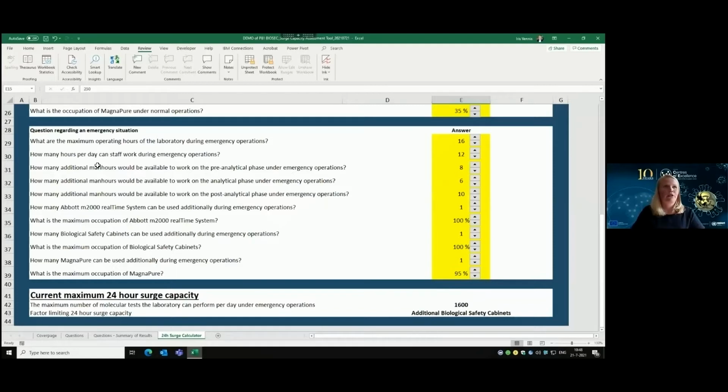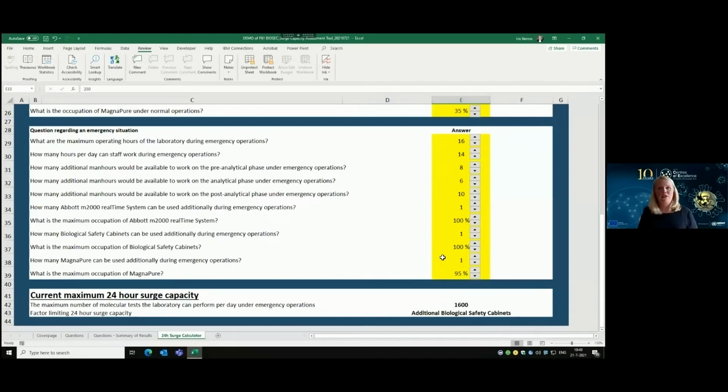However, if I, for example, say I want additional staff working during emergency operations, I already increased it. But what happens if I increase it even more to 13 or 14? We actually see that it doesn't have any influence on the maximum amount of molecular tests, as there's another factor that's limiting the amount of tests that a laboratory can perform during a day. So by entering the information in this calculator, it's possible to give an indication of the molecular tests you can perform in your lab in search capacity, but also what is your limiting factor to increase the search capacity.